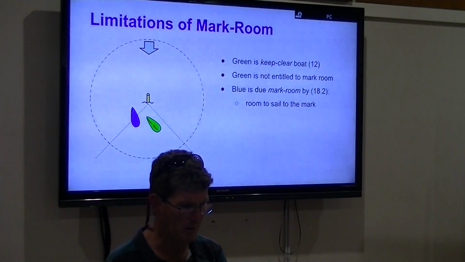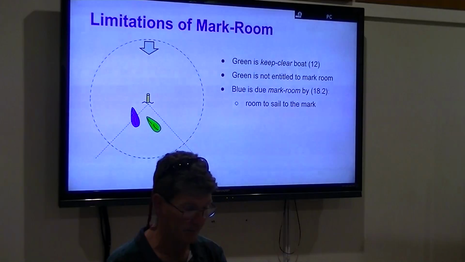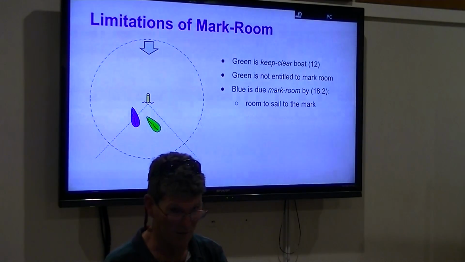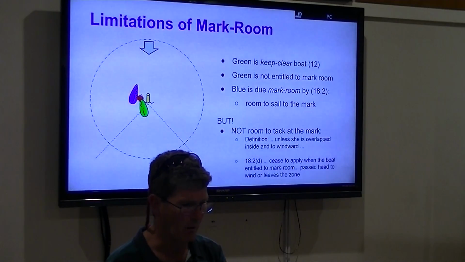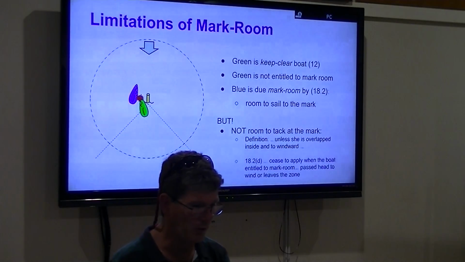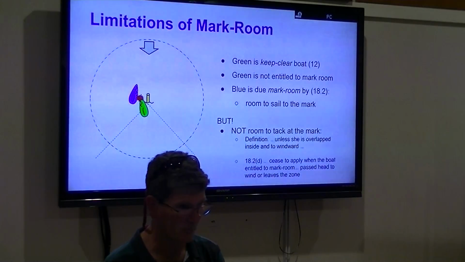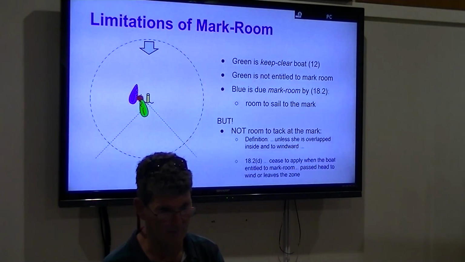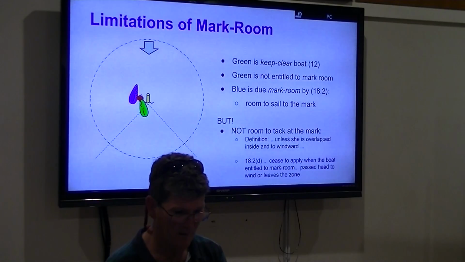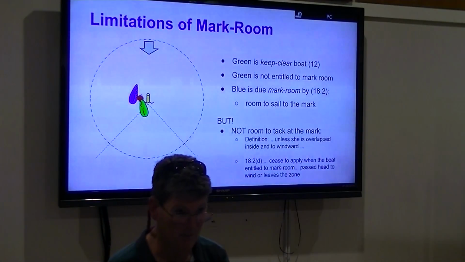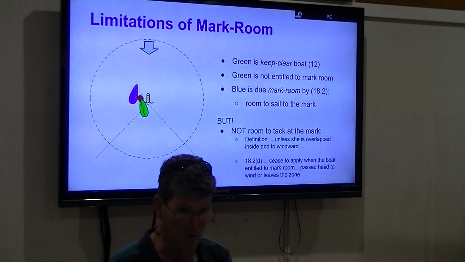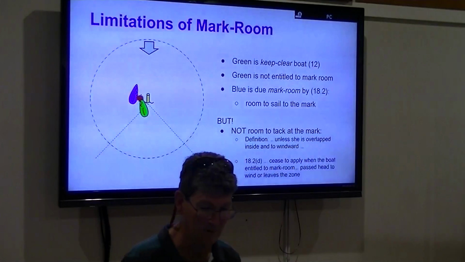So up she goes, luffing up a little bit there to get to the mark. But she didn't manage to squeeze green out early enough, so green's still in there. There's now a bit of an overlap. Overlap doesn't matter. Blue's still entitled to mark room. Oh! Blue's trying to tack to go around the mark. Blue's not entitled to room to tack, because by definition, unless she is overlapped inside and to windward, she's not allowed. That's not mark room. Mark room doesn't give you room to tack by definition.